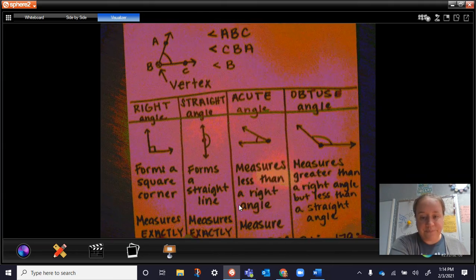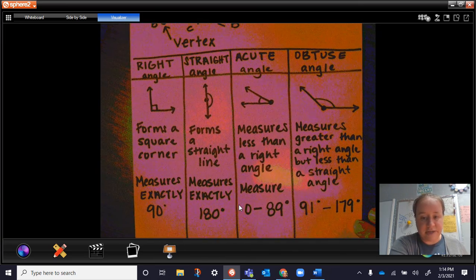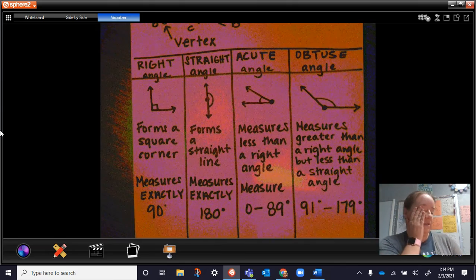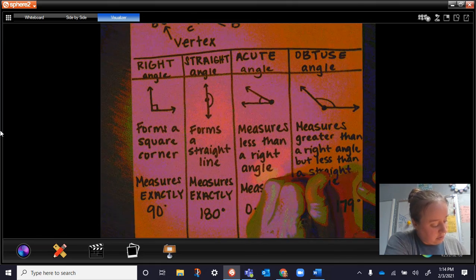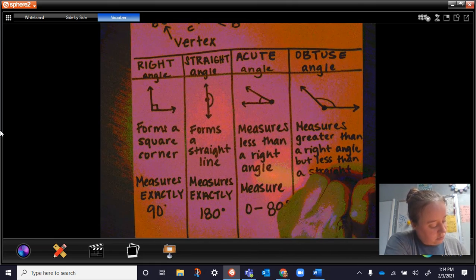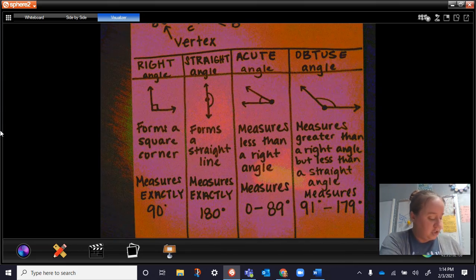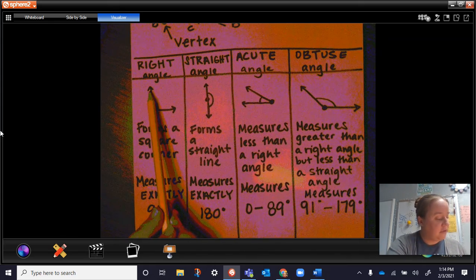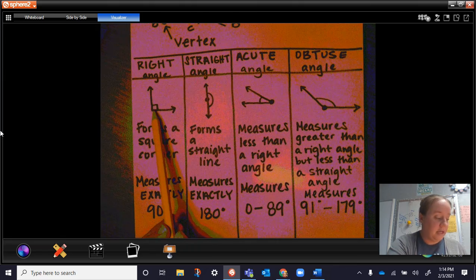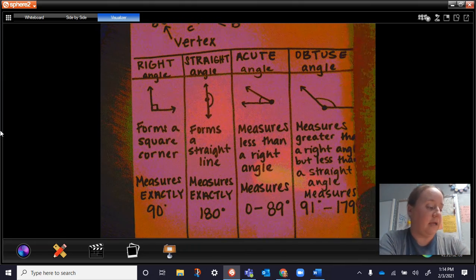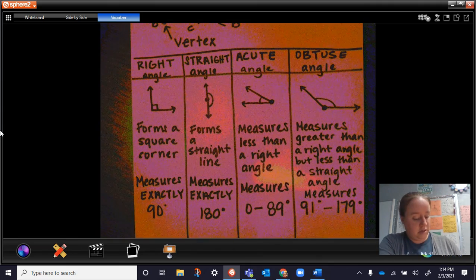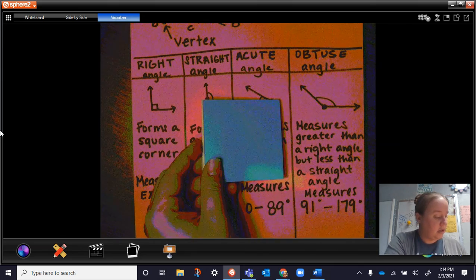Now, the next part we talked about, and please pause this so you can get all this information down, is about the types of measurements. Certain measurements go with certain names. You have your right angle, and this is that perfect L shape. It could be going the other way as well, even upside down. This is what we find in squares and corners.